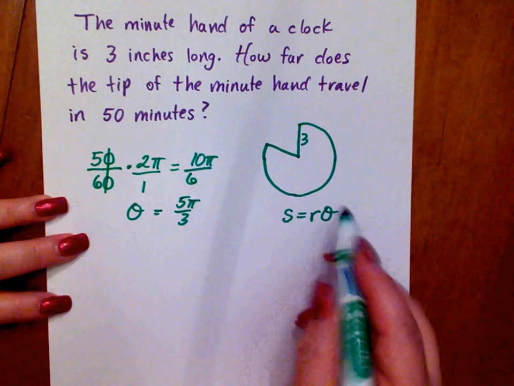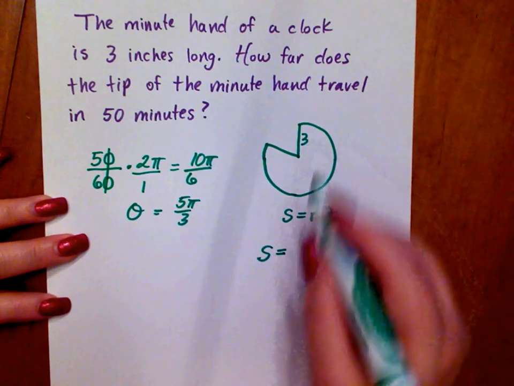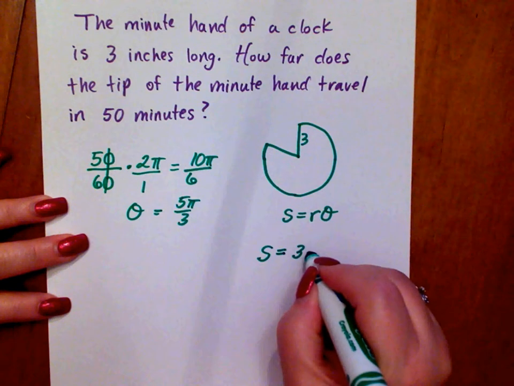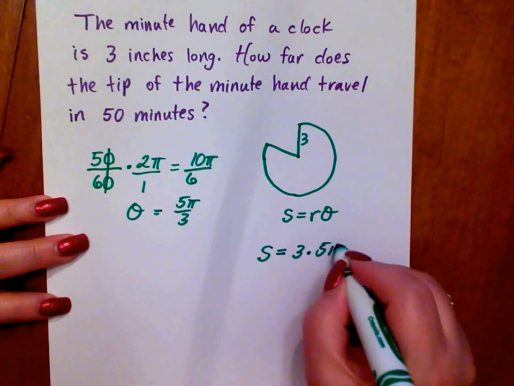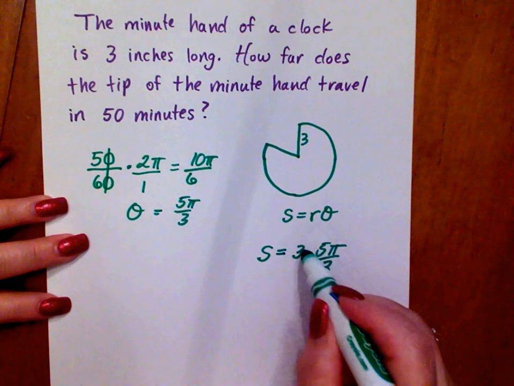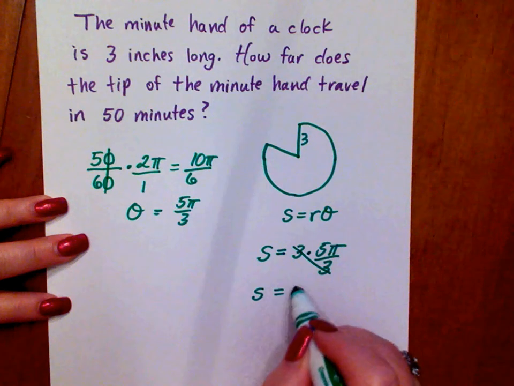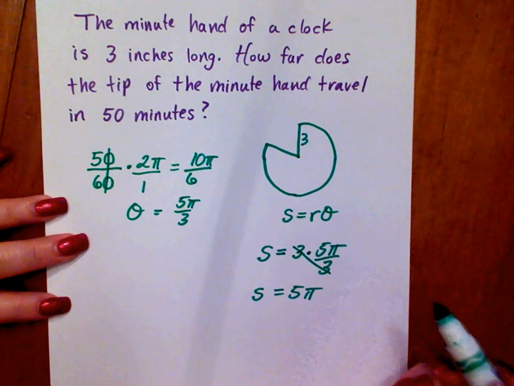There's my formula right here. So arc length will be equal to my radius, which we said was 3, times theta, which is 5 pi over 3. If you notice in this particular case, the 3's cancel out, so I just get that S is equal to 5 pi. And that's the answer.